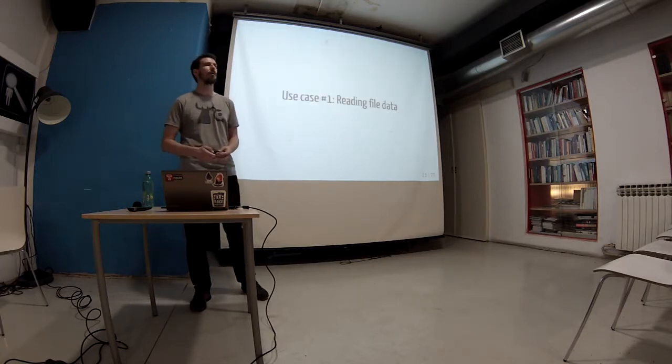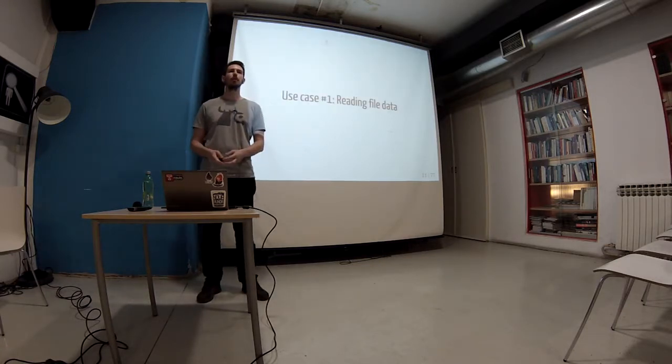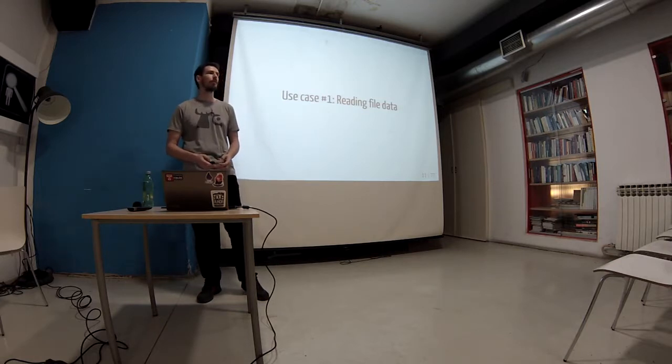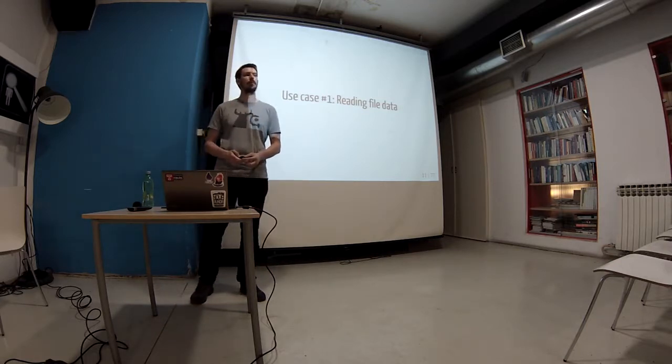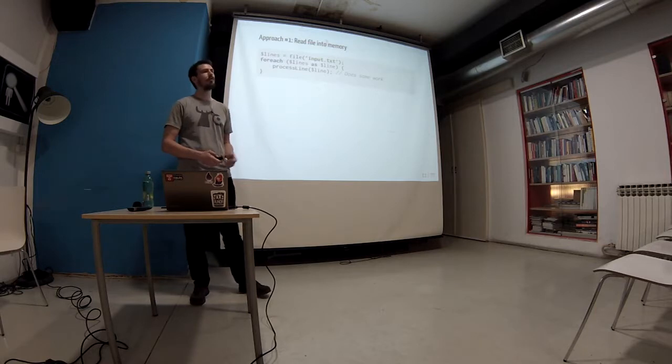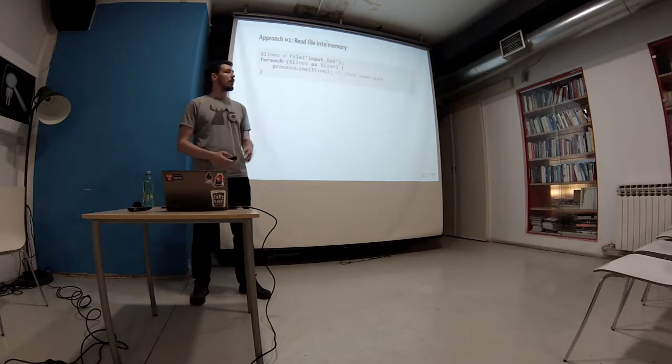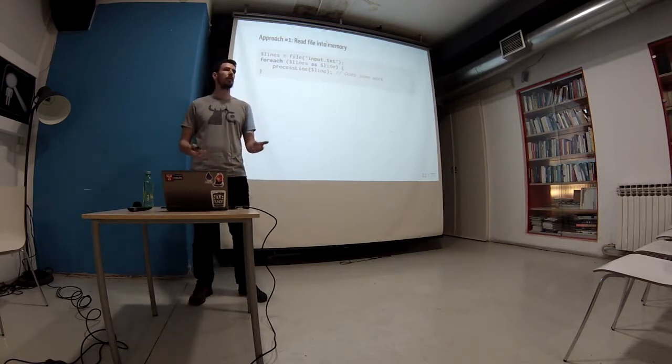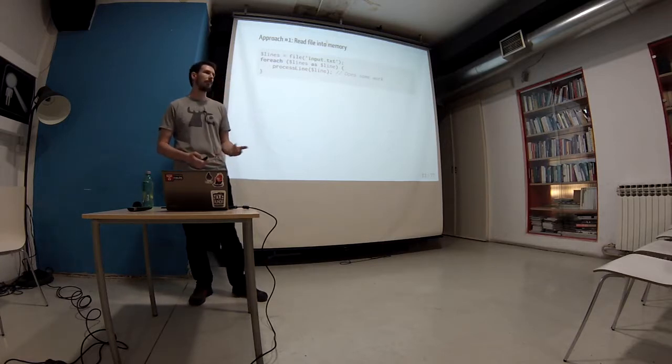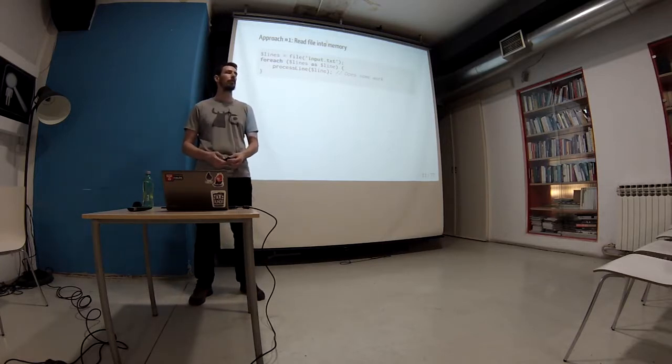So let's start with the use case. You want to read a file, you want to read it line by line, and you want to do something with each line. It doesn't matter what. So the standard approach here would be you open the file using the file function, which returns the whole file line by line as an array. Then you iterate over it and you do something with it. You have a function. This is great. This usually works, but the problem starts when you have really large files you want to iterate. And then you might have problems with your memory.